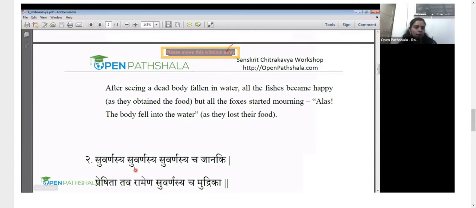Now, the second one. Suvarnasya, suvarnasya, suvarnasya cha janaki, preshita tava ramena suvarnasya cha mudrika. So what do you understand from this verse?